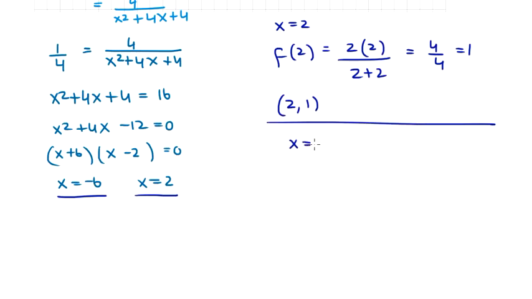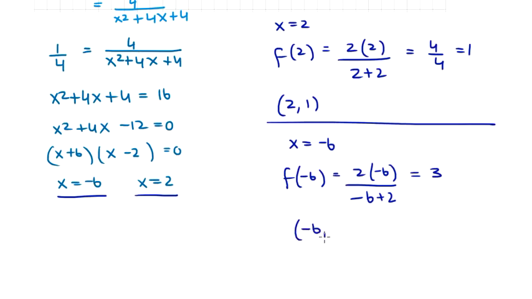And then when x is equal to minus 6, f of minus 6 is going to give us our y value. 2 by minus 6 over minus 6 plus 2 is going to give us 3. So our other point is minus 6 and 3.